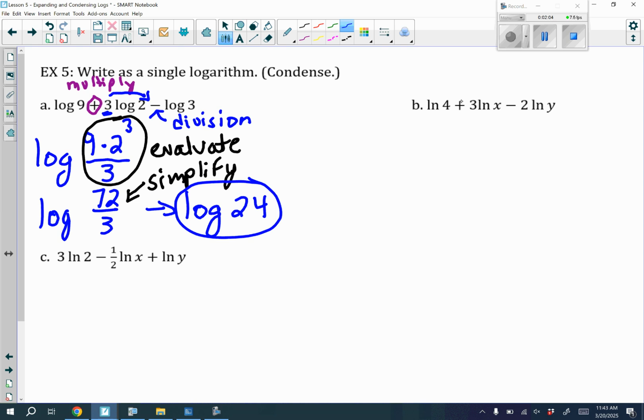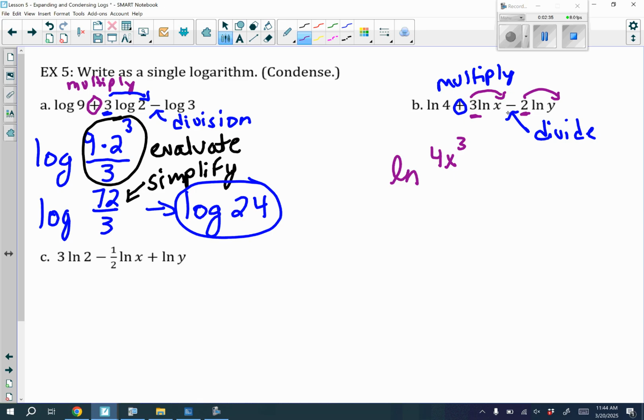So once again, I see addition. So that means we're going to multiply. I see subtraction. So that means we are going to divide. And then I also see some numbers in front. So that means those are going to be the exponents on our bases here. Okay. So I have natural log. So I have 4. And then my base is x. And then the exponent is 3. So 4x cubed.